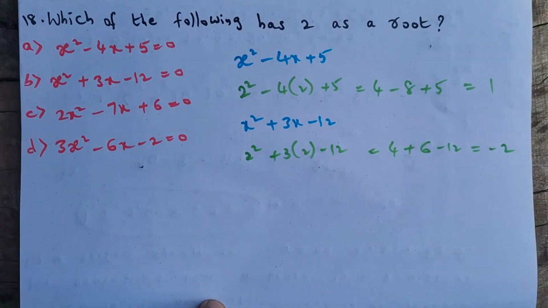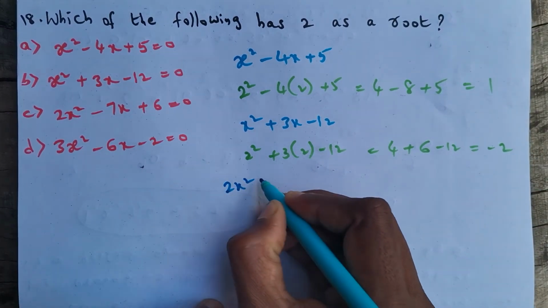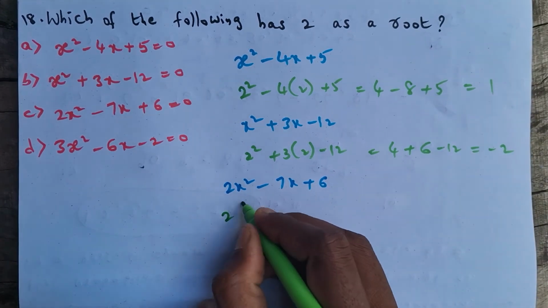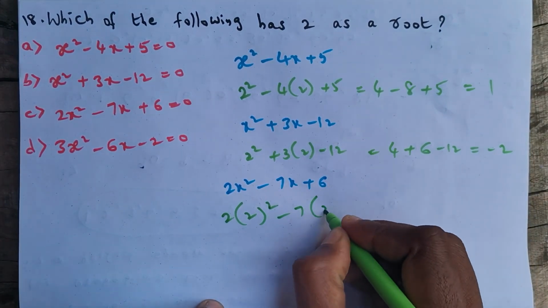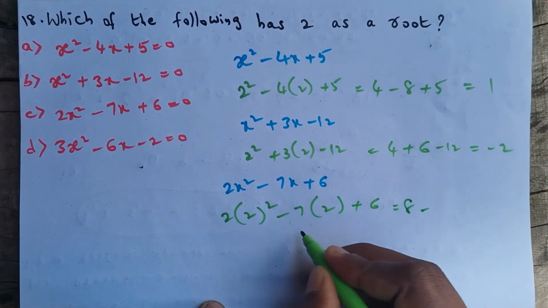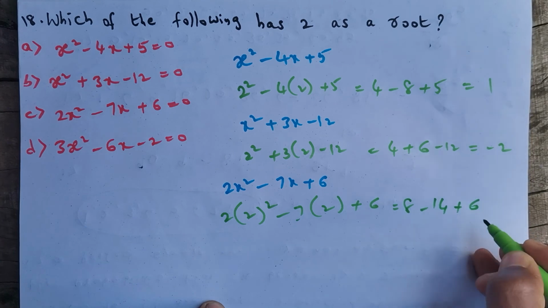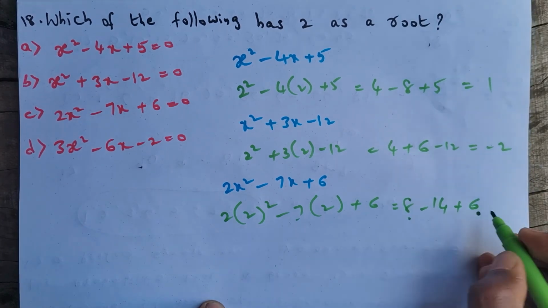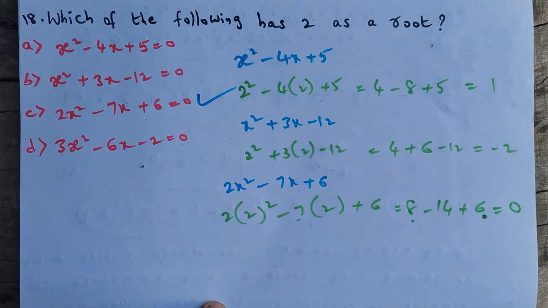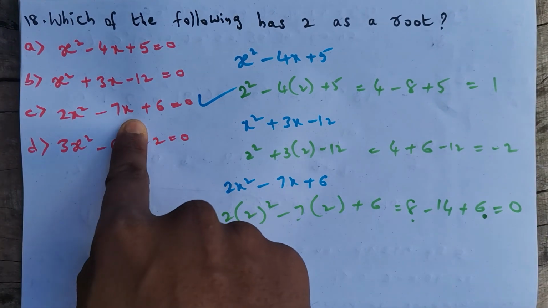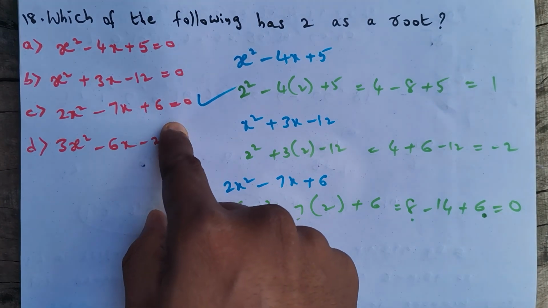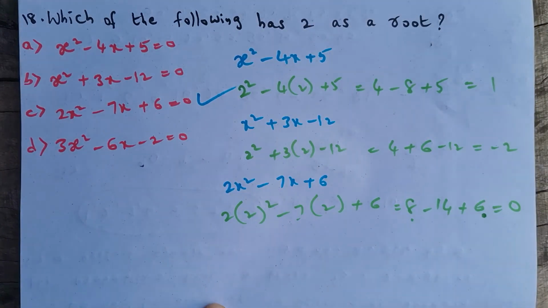So not a 0. Next one, 2x square minus 7x plus 6. Substitute 2 again. 2 into 2 square minus 7 into 2 plus 6. 2 square 4, 4 2s are 8 minus 7 2s are 14 plus 6. 8 plus 6 is 14, 14 minus 14 is 0. So option C is the correct option. It means for this quadratic equation 2x square minus 7x plus 6 equals to 0, 2 is one of the zeros.